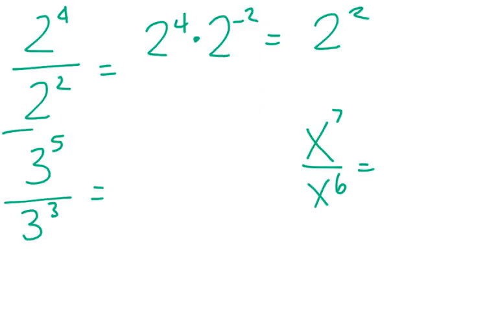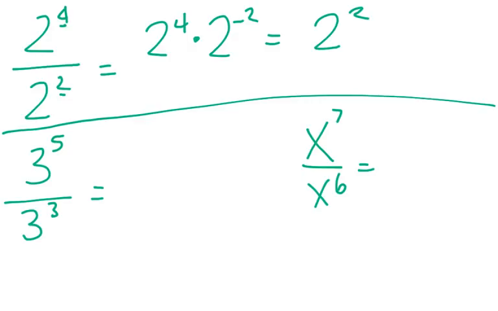For example, you have over here 2 to the 4th over 2 squared. That's the same as saying 2 to the 4th, and 2 squared in the denominator is the same as 2 to the negative 2. So I've got 2 to the 4th times 2 to the negative 2. Now I can use my product of powers, add our two exponents together. 4 minus 2 gives me 2 as a new exponent. So I get 2 squared, which is just 4.